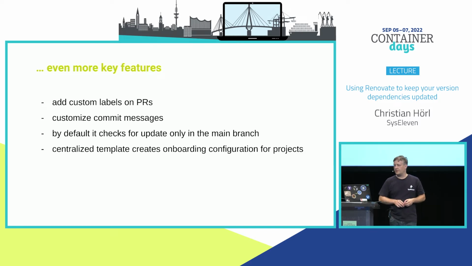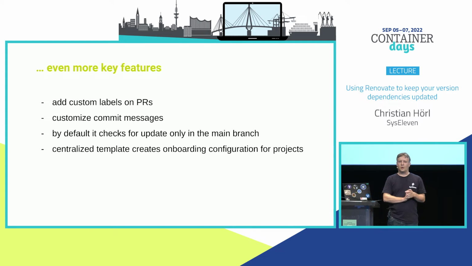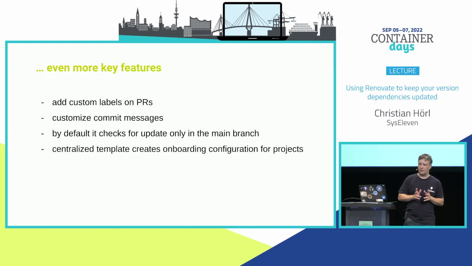Some more key features. Of course, you can add custom labels to your merge requests, so you can better determine among your requests which were done by Renovate or which were done by you manually. It can customize its commit messages. Also, this gives you a better overview of the work of Renovate. And good to know is that, by default, it only checks for updates on the main branch, but you could also configure it to search for updates in some feature branches if you wish.